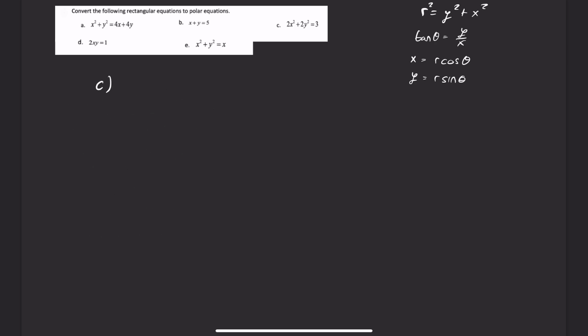Okay, for C, we have 2x squared plus 2y squared equals 3. Now here, we have the two terms squared, so we can potentially replace with r squared. But there is a 2 in front, so we can't do a direct substitution. So what we can do is factor out that number, 2, and be left with just the variables here. Now we divide by 2 and substitute this with r squared. So we'll have r squared is equal to 3 over 2. And that's all you can do.